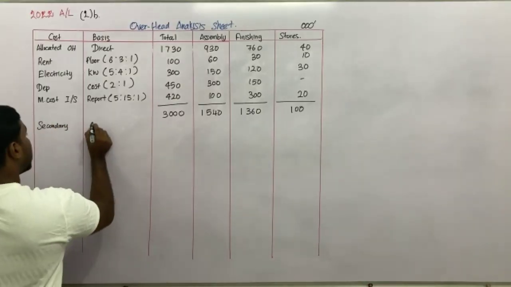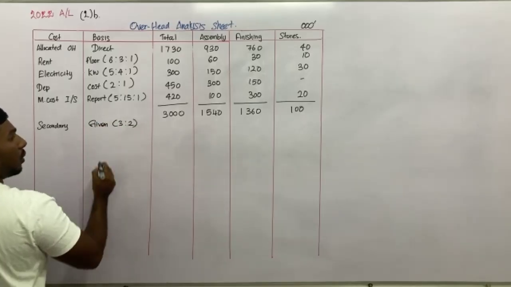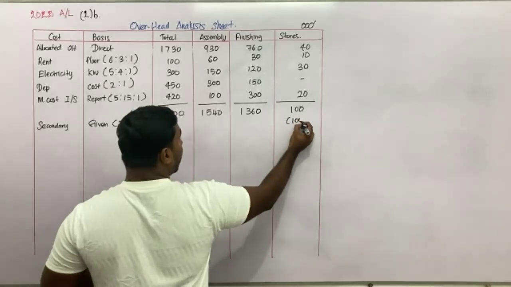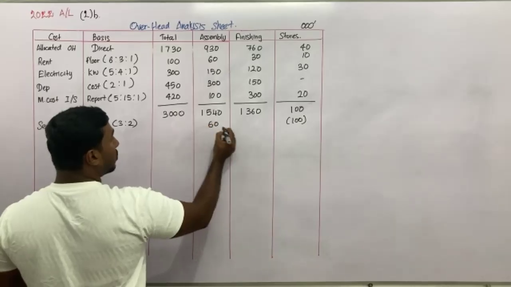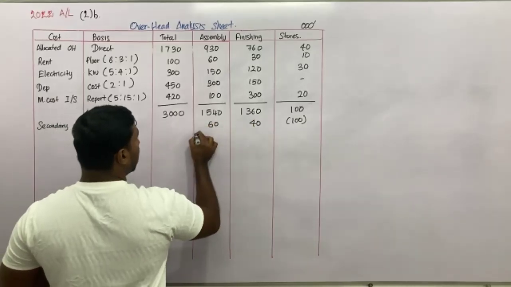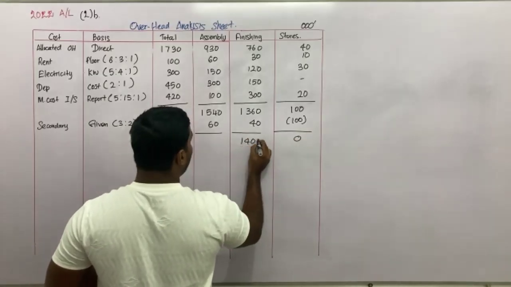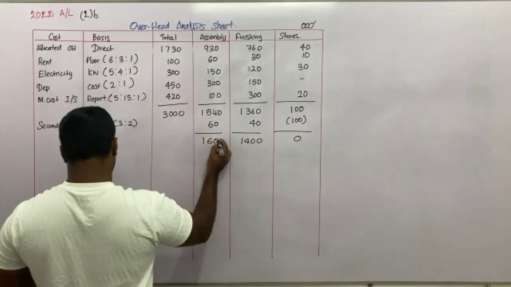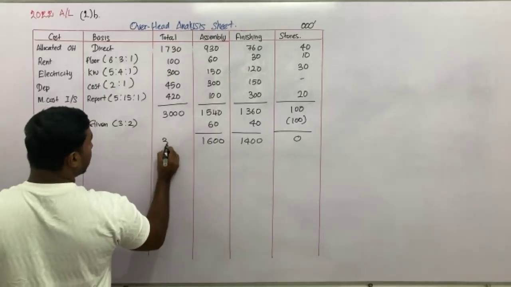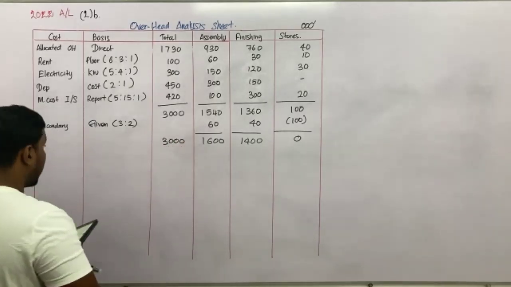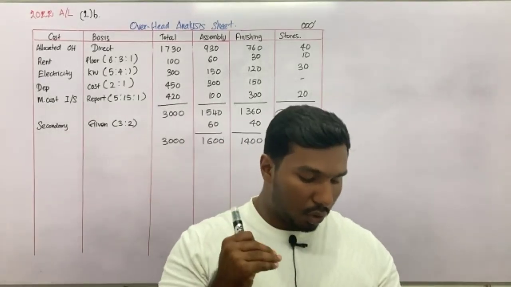Secondary distribution is given, the basis is given, which is 3 into 2, which means we have to reduce the 100 here, and three portion will go to here, which means 60 goes to here, 40 goes to here. This will be our secondary distribution. So 0, 1400, 1600. Okay. So the primary distribution and the secondary distribution is also done.